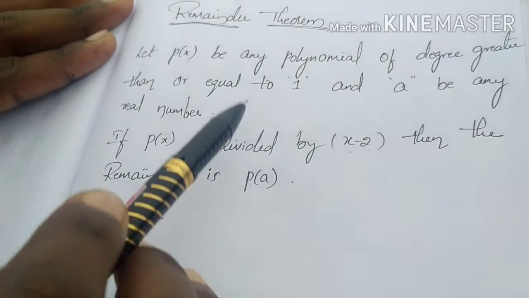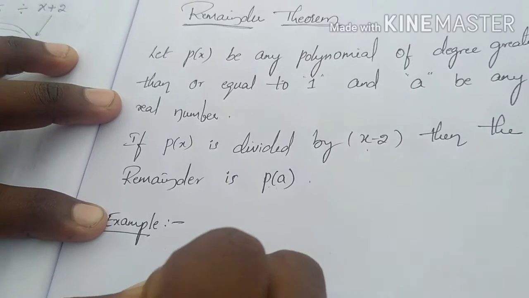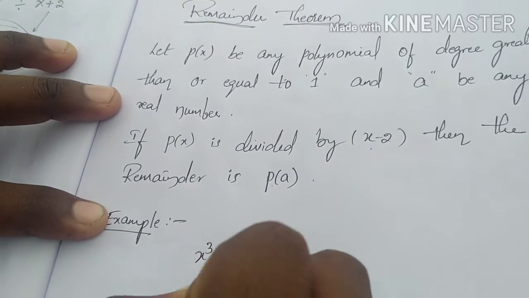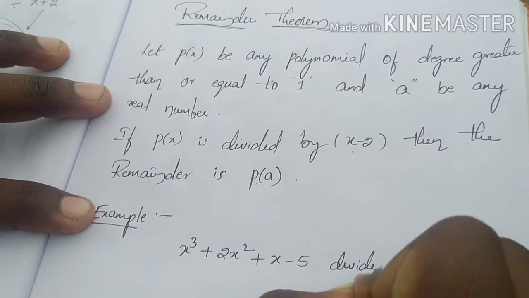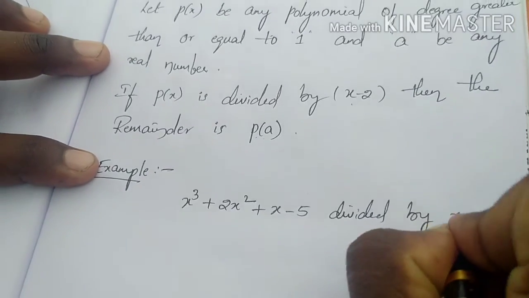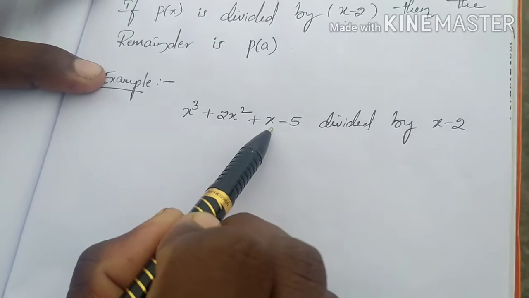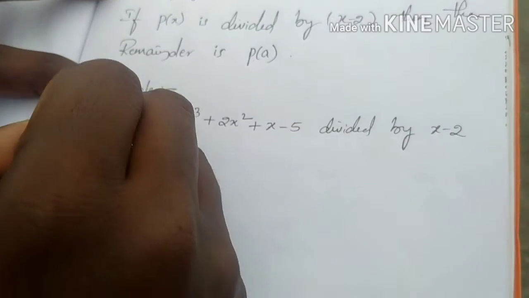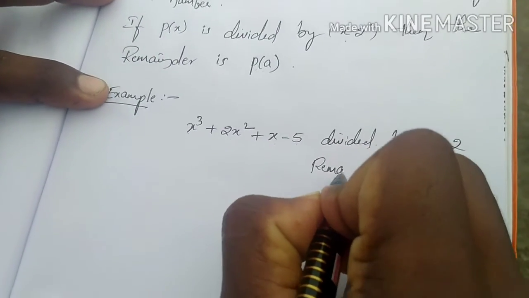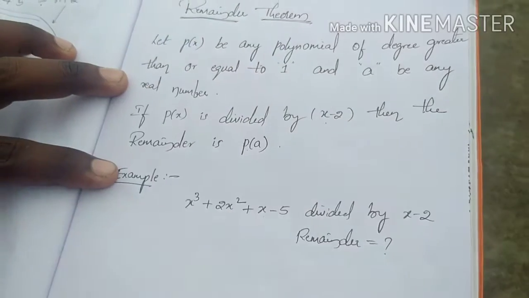You will understand better when I solve one example. Let us take one example: x cube plus 2x square plus x minus 5 is divided by x minus 2. We must find the remainder. You may get confused: why do we use this remainder theorem? What is the purpose of this remainder theorem?